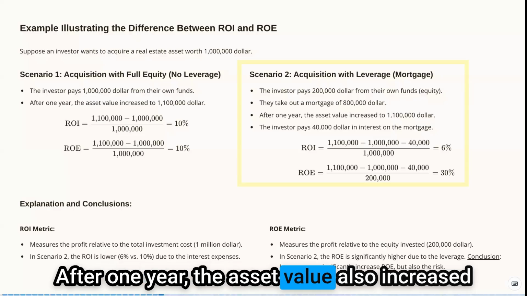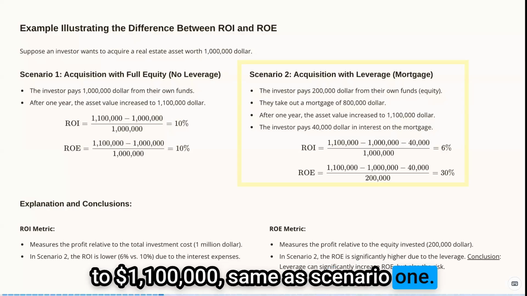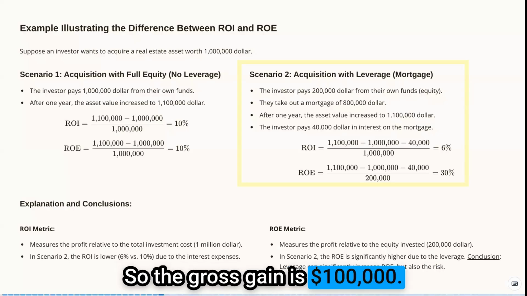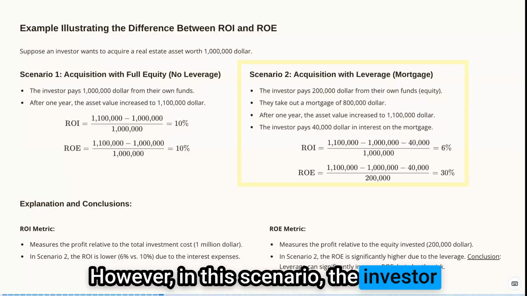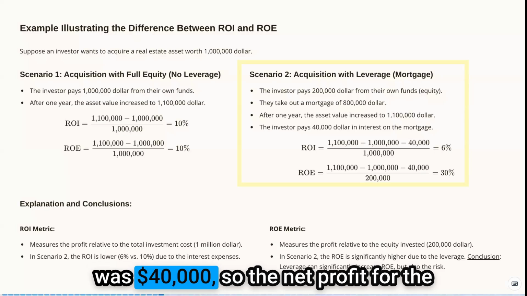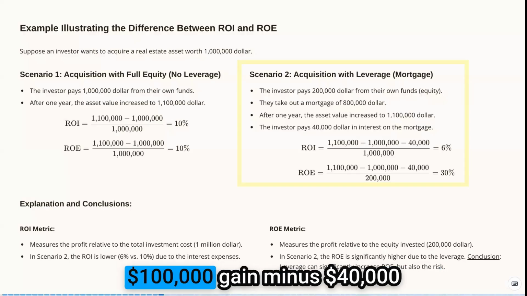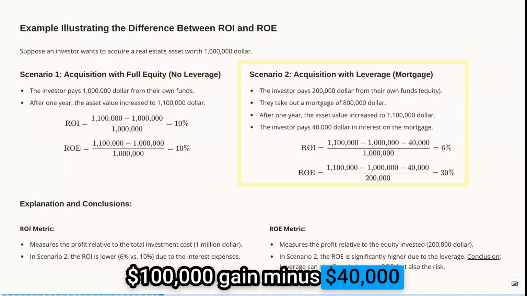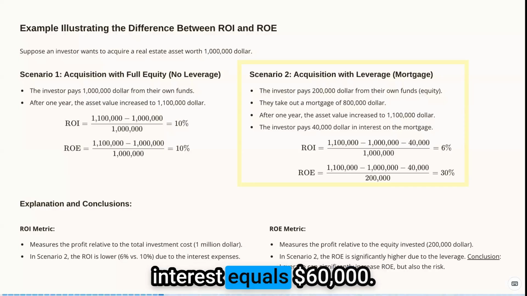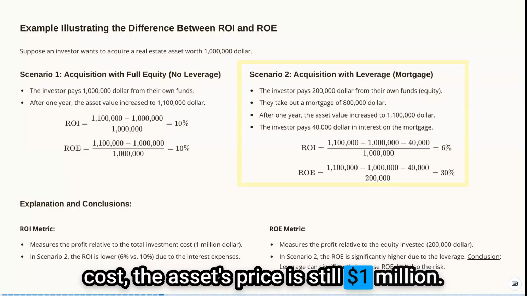After 1 year, the asset value also increased to $1,100,000, same as scenario 1. So the gross gain is $100,000. However, in this scenario, the investor also had to pay mortgage interest. Let's say the interest paid during the year was $40,000. So the net profit for the investor is the gain minus the interest: $100,000 gain minus $40,000 interest equals $60,000.